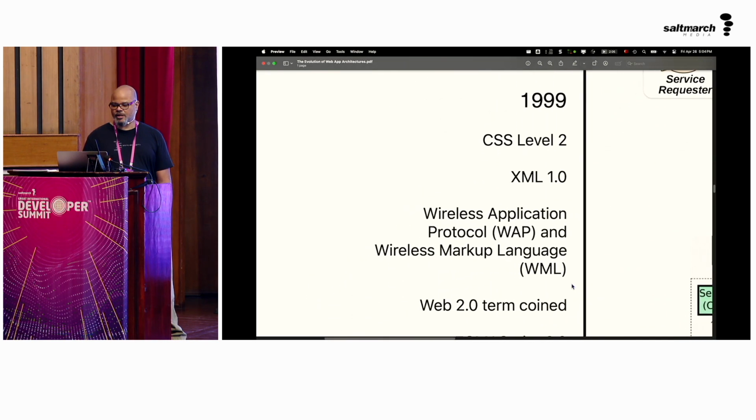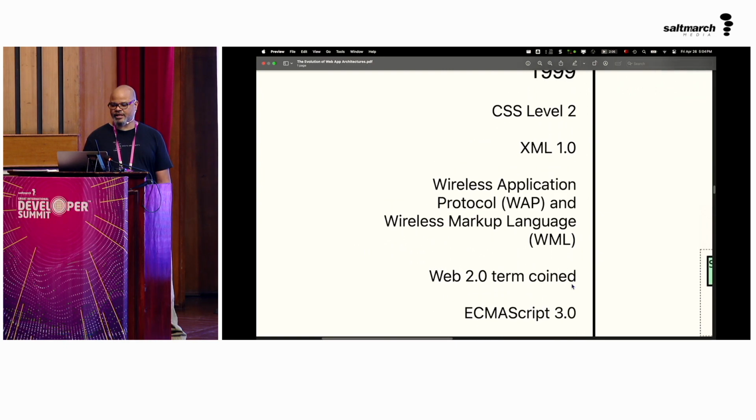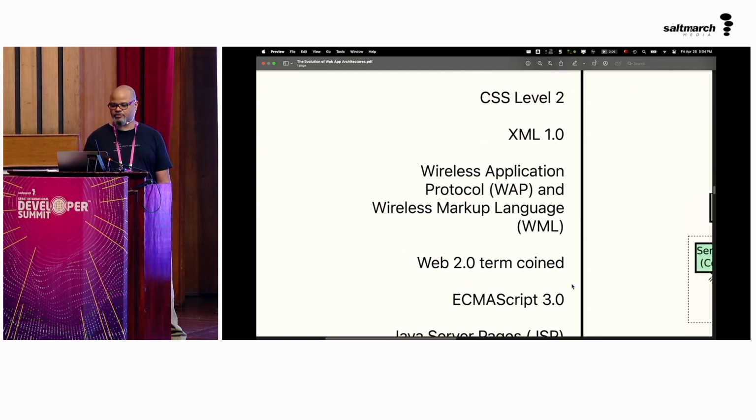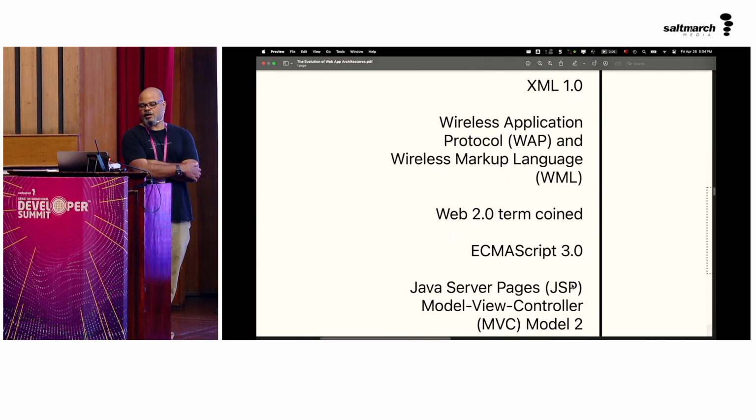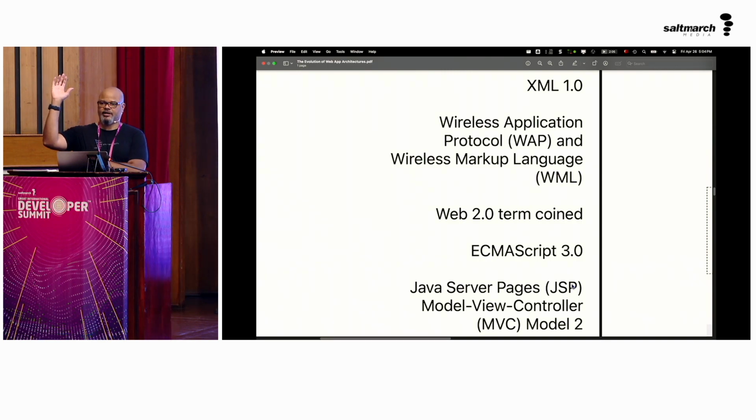All right, so 1999, we got CSS level 2, XML. We had the Wireless Application Protocol and the Wireless Markup Language. Anyone heard of these before? Okay, so a couple of people.